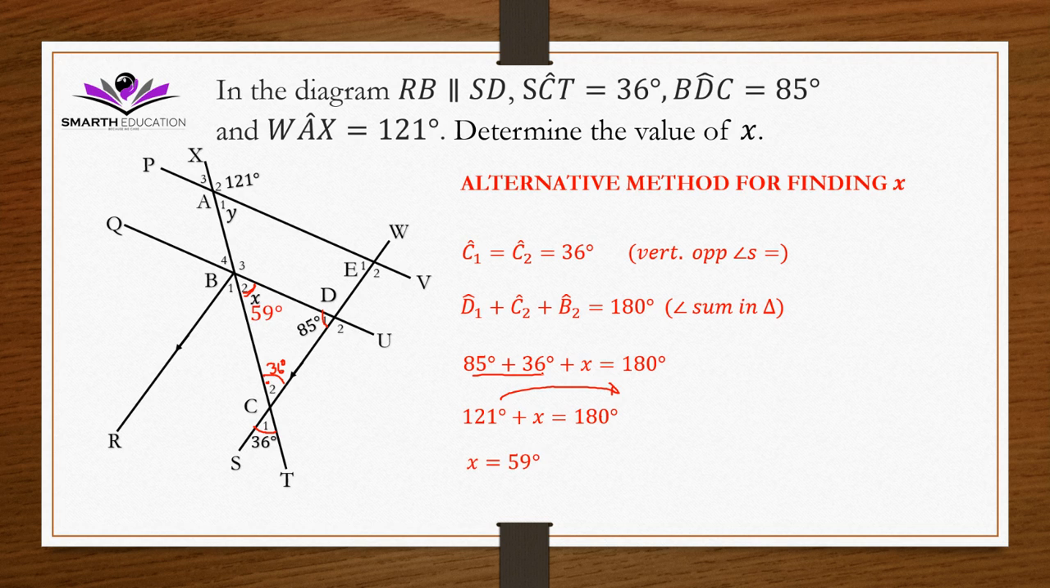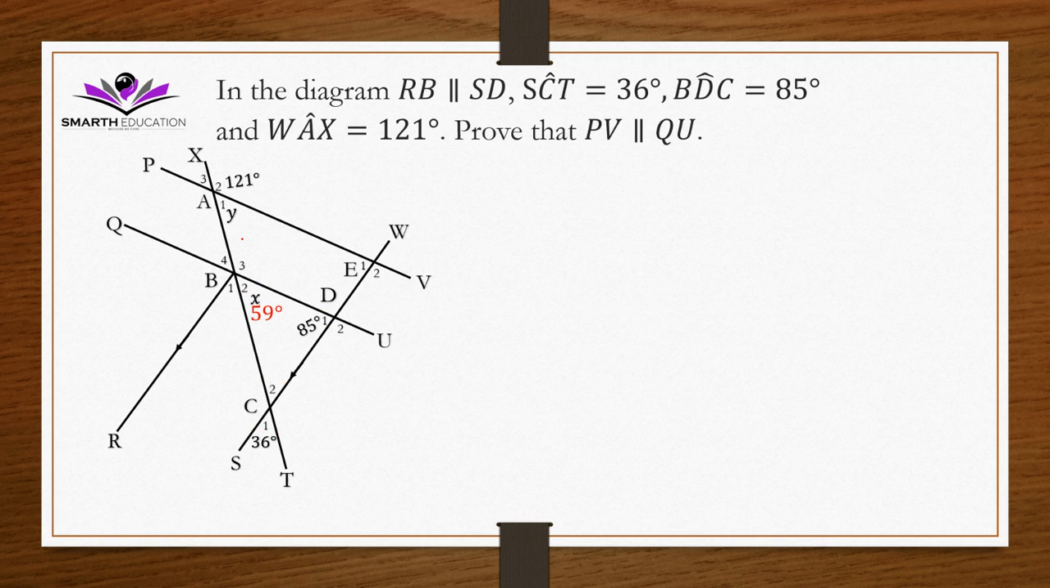If you check, we can't use A2 and B3 as corresponding angles, or A1 and B4 as alternate angles, because we haven't proved that QU is parallel to PV. We're not given that, and we haven't proven that. So that is the next question actually. We need to prove that PV is parallel to QU. Please try to do this before I show you. Prove that PV is parallel to QU.